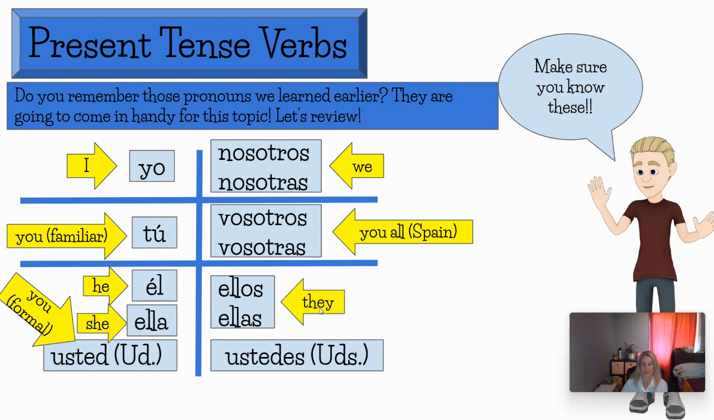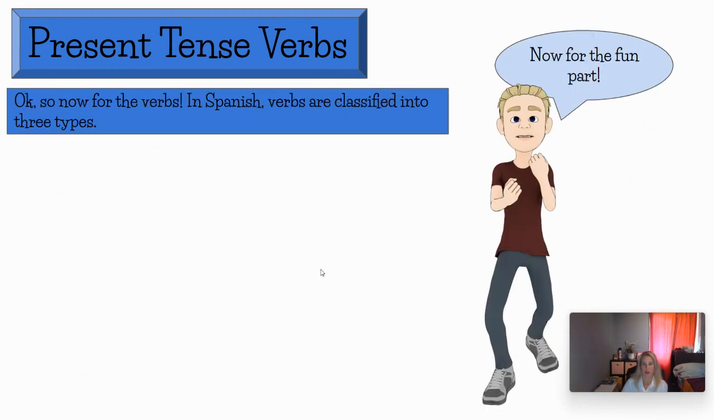Ellos or ellas means they. Ellas would be for a group of girls. Ellos would be for a group of boys, or a mixture of boys and girls. And then ustedes is the pronoun you would use when you want to talk to a group of people you need to show respect to, like with Mr. and Mrs. These are going to come in handy when we learn how to conjugate.